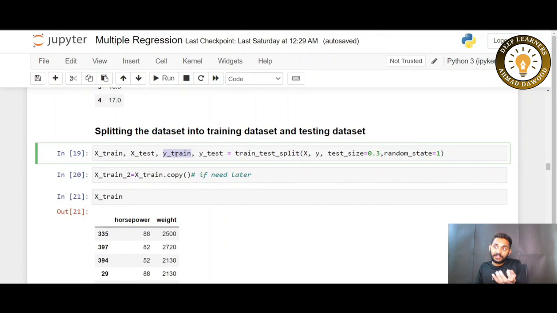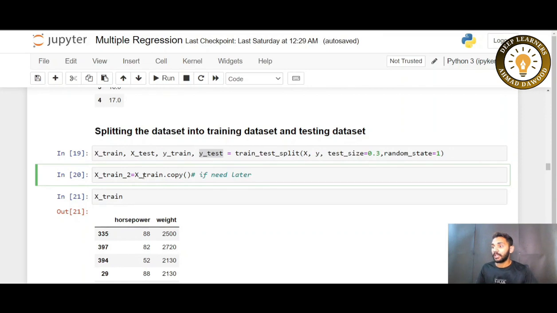This is the dependent variable we will use during the training data set, and this is again the dependent or target variable data points that we will use during our testing phase. Okay, so here I am just using xtrain.copy. I am creating a copy and giving it the name with underscore two, just in case we use it later.